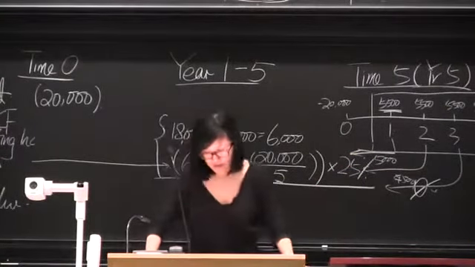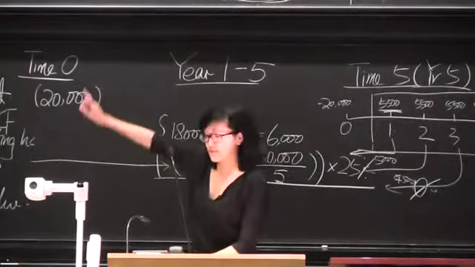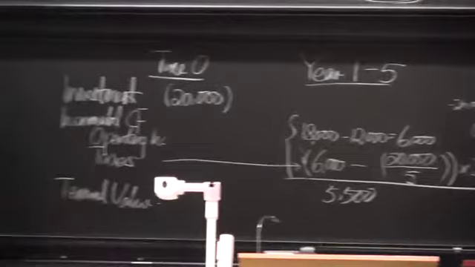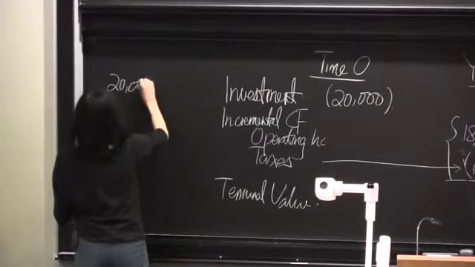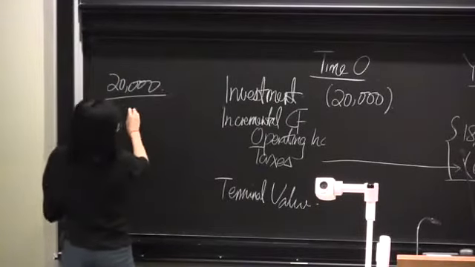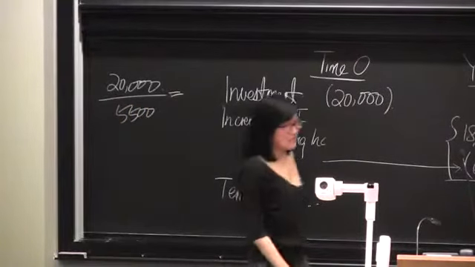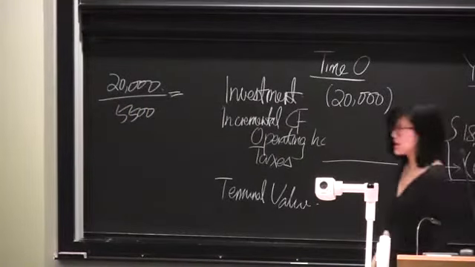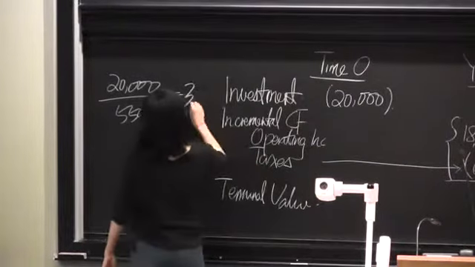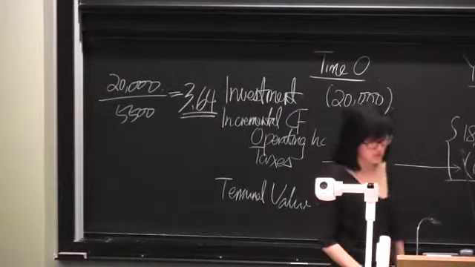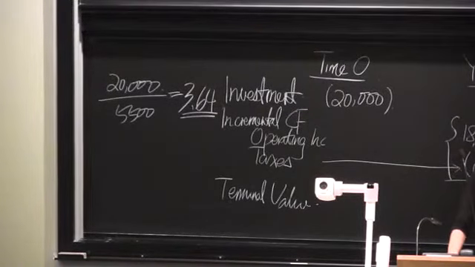Last question, payback period. Very similar to what we did on the top. Basically, your investment, 20,000, divided by your incremental cash flow, which is 5,500. You ignore the time value of money and you think, okay, I should be able to get it paid back in 3 years, a little bit over 3.5 years.